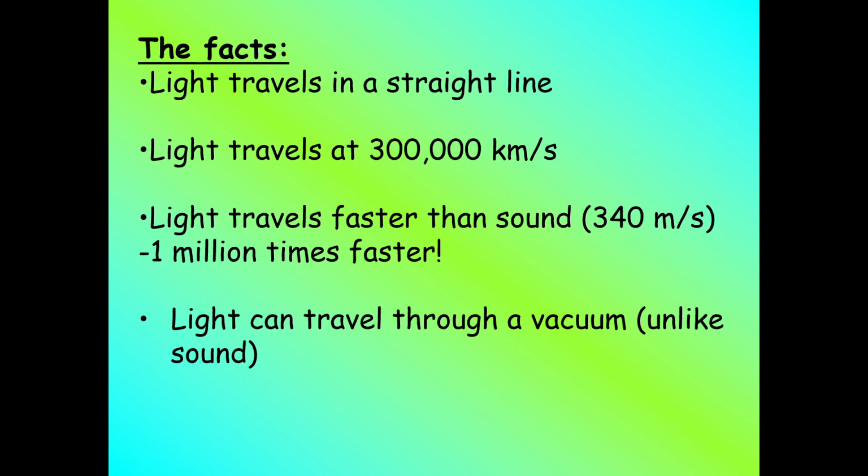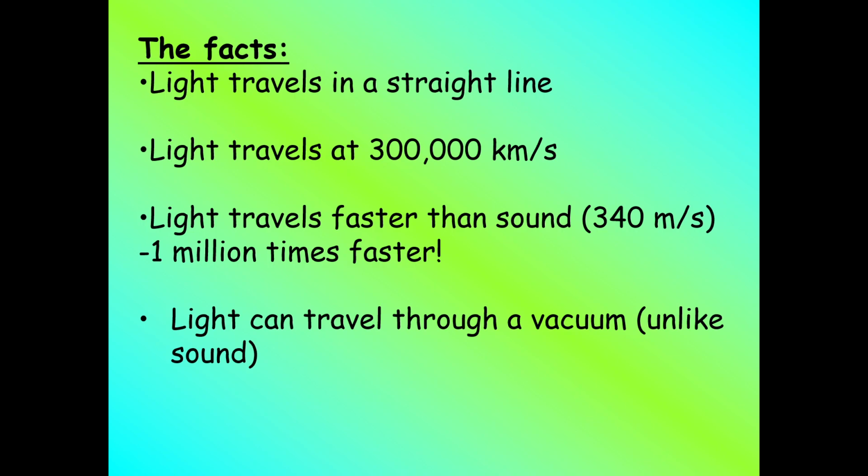Now, a couple of facts about light to start us off with. So light can only travel in a straight line. We're going to have a look at that today. Light travels at 300,000 kilometers per second, which is significantly faster than sound, because sound travels only at 340 meters per second. This is about 1,000,000 times faster.